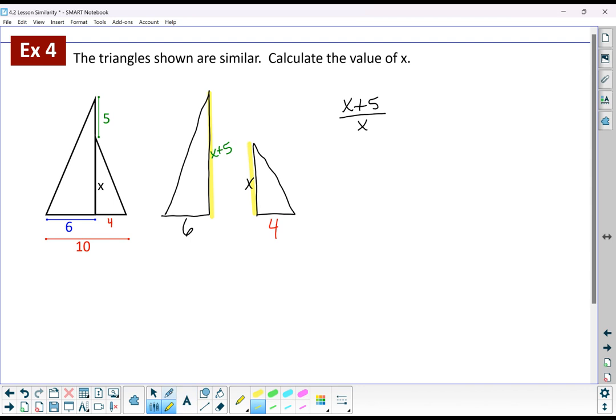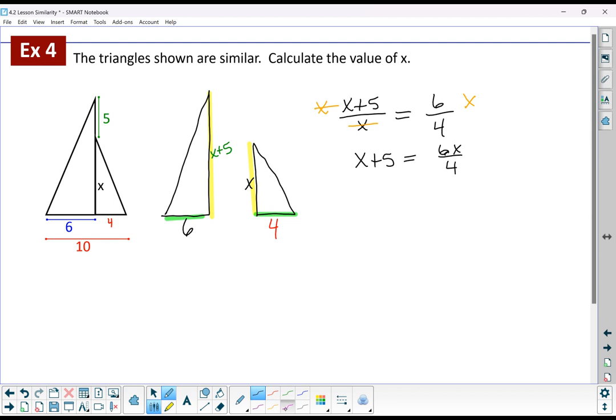And then we want to set up our other fraction. Well, I started with the numerator coming from the larger triangle, so I want my second numerator to also come from the larger triangle. So 6, and then that's going to be over 4. So to clear my denominator, I'm going to start by multiplying both sides of the equation by x. That one cancels out. So now I have x plus 5 is equal to 6x over 4.